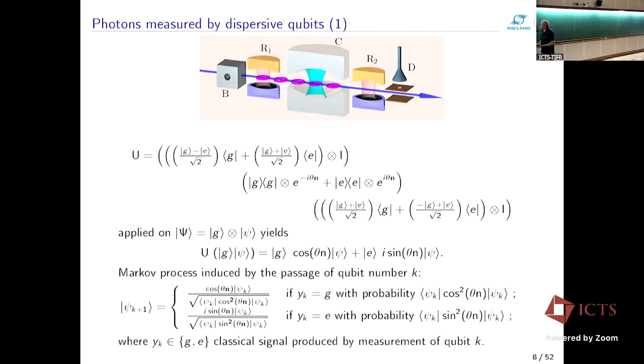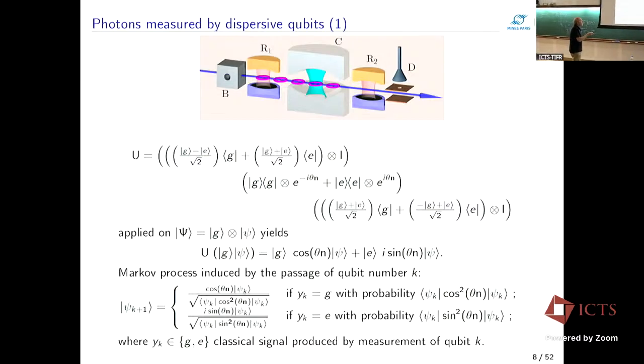I obtain, if I gather G on one side and E on the other side, and I look at what's going on for phi, the wave function, I obtain G tensor the cosine of theta n psi plus E tensor E sine of theta n psi. It's just another writing of my state.